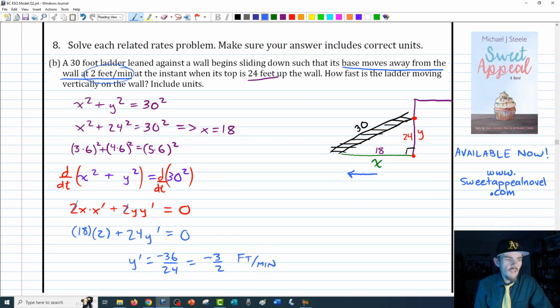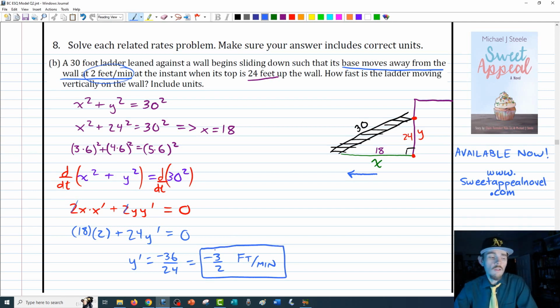You could also, if you didn't like having that negative sign there, say that the height of the ladder along the wall was decreasing at 3/2 feet per minute, or 1.5 feet per minute at time t equals this one. So there goes another one.